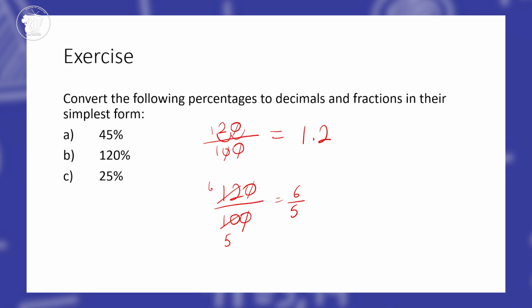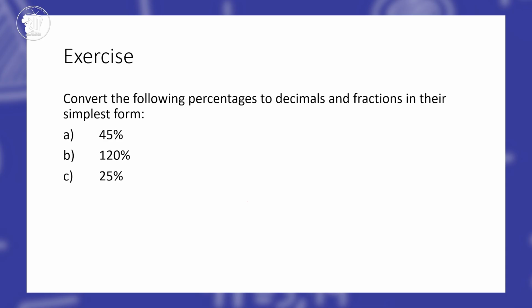And we know we can convert this to a mixed fraction, which will be 5 into 6, 1. And we're left with 1 over 5. So 1 and 1 over 5 would be 120% as a fraction. And now let's move on to our last question.